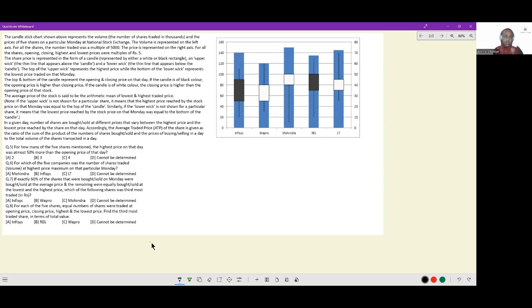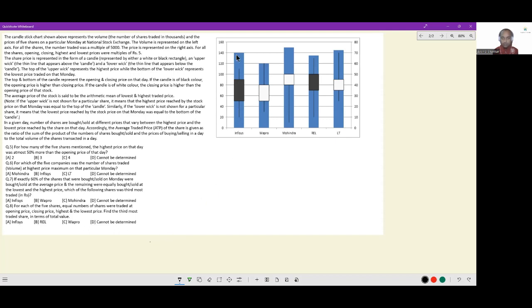Let's look at this set. The candlestick chart shown above represents the volume, the number of shares traded in thousands, and the prices of the 5 shares on a particular Monday at National Stock Exchange. The volume is represented on the left axis. For all the shares, the number traded was a multiple of 5,000.